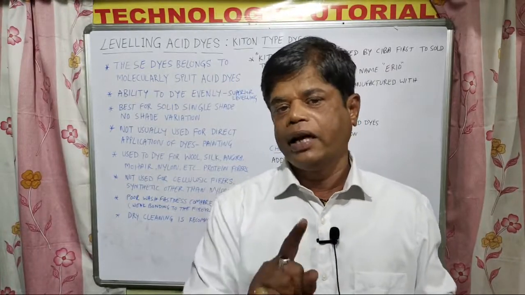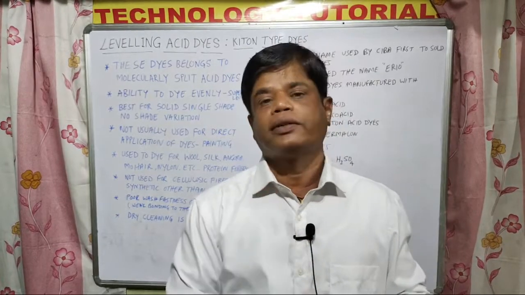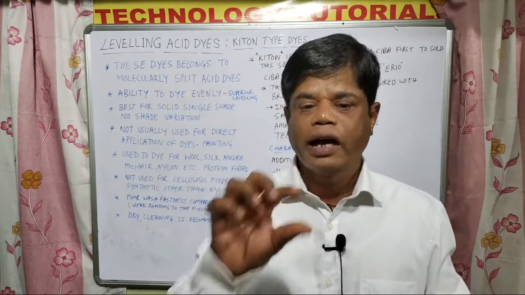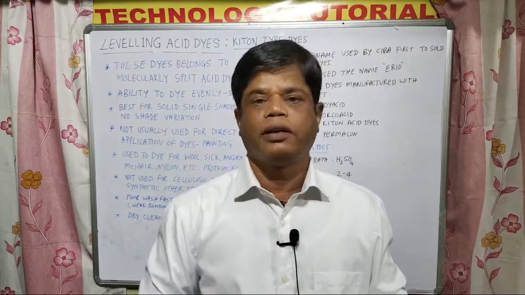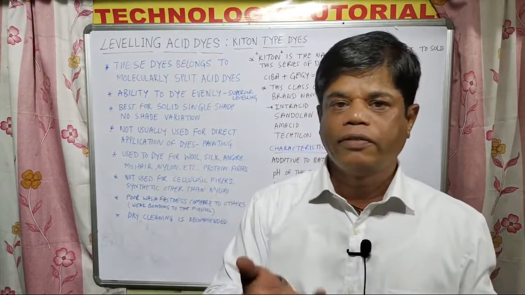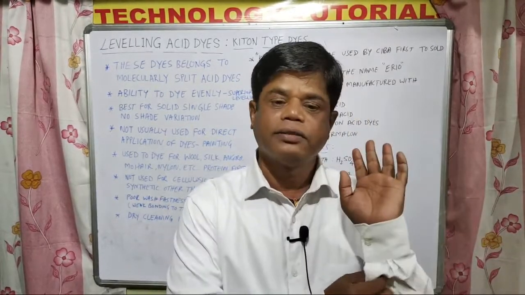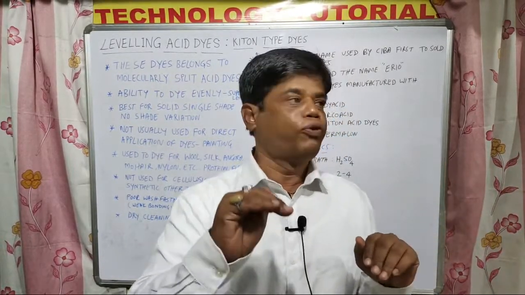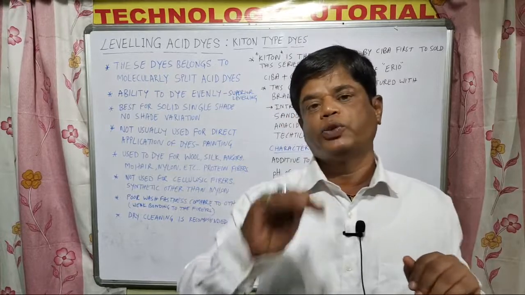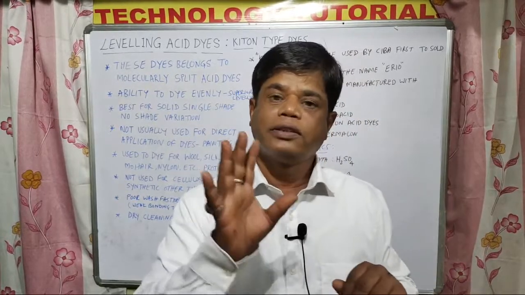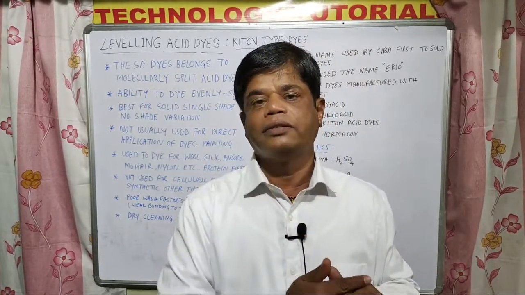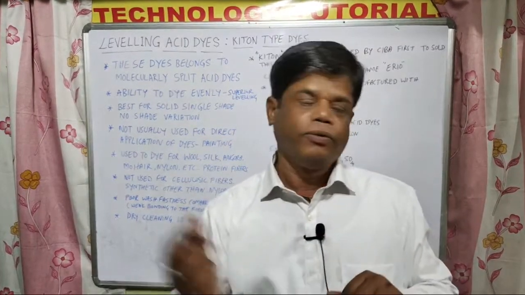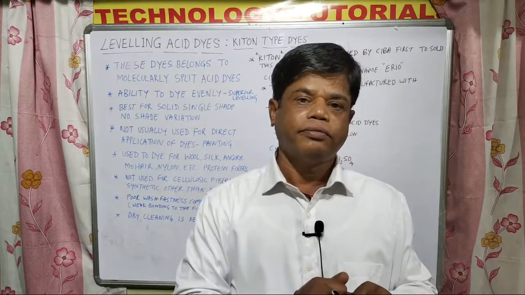Mainly, leveling acid dyes are used for woolen products, which are usually heavy fabrics in grams per square meter. Wool fabrics are heavy, not like lightweight fabrics, more than 400 grams per square meter and more. For such heavy fabrics, leveling acids are used. Wool is a protein fiber, and for it leveling acid dyes are used.